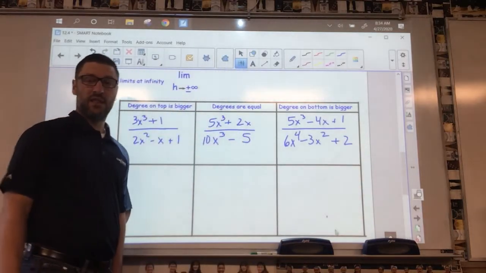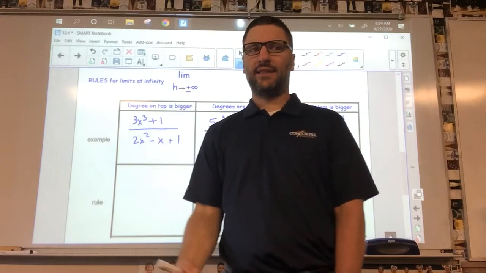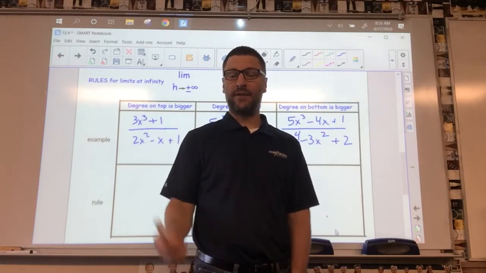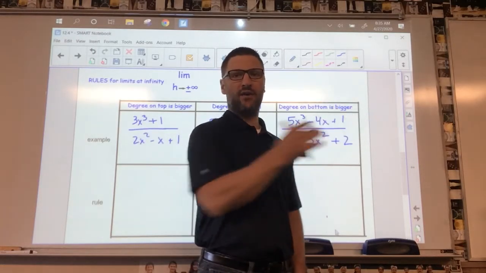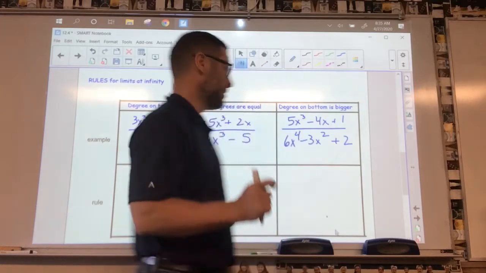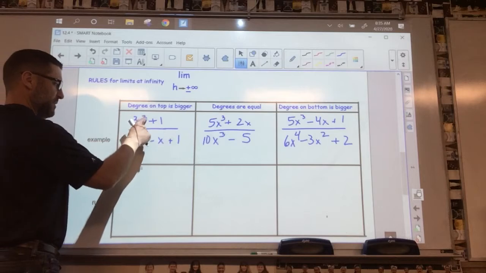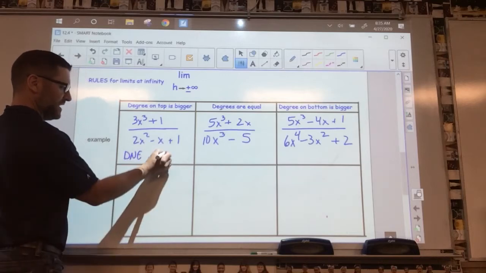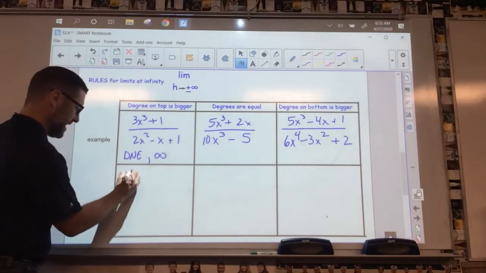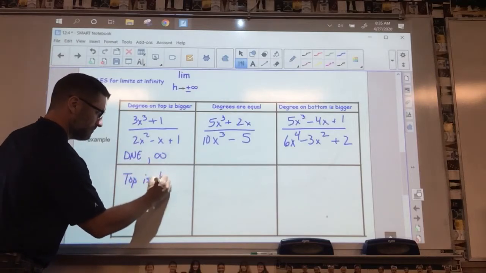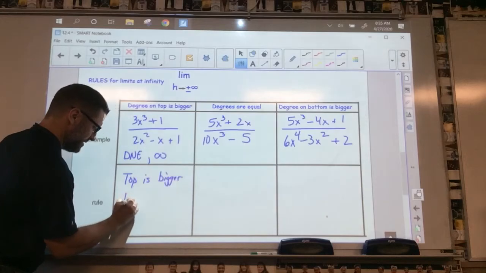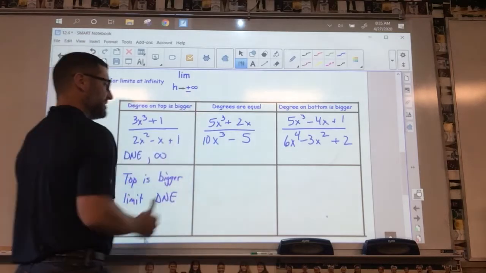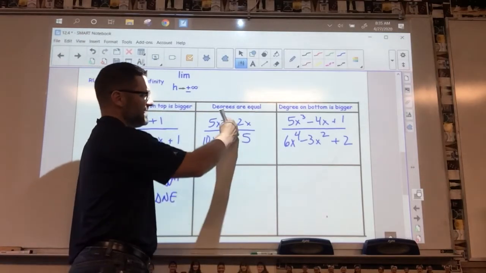So the degree is the biggest exponent, and the biggest exponent is like the king of the whole thing. It's like the guy that rules over. And at infinity, it is the one that's going to affect the graph the most. Okay? So whenever you're out at extreme values, the biggest exponent is the controller. And it turns out when the top is bigger, we say the limit does not exist, or we will say the limit is infinity. Okay? Rule. Top is bigger. Limit does not exist.